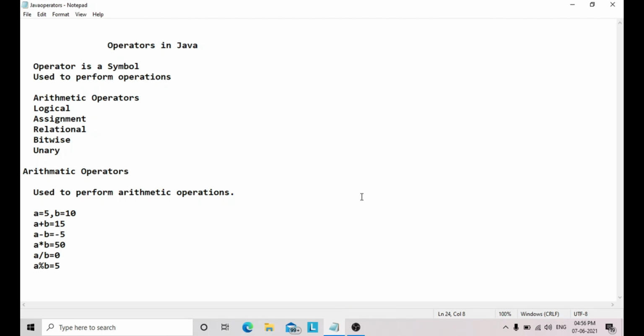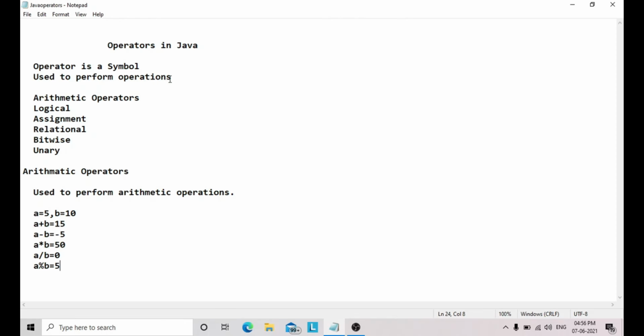In this section I am talking about operators in Java. We will see what operators are in Java, types of operators in Java, and arithmetic operators in Java. What are operators in Java?